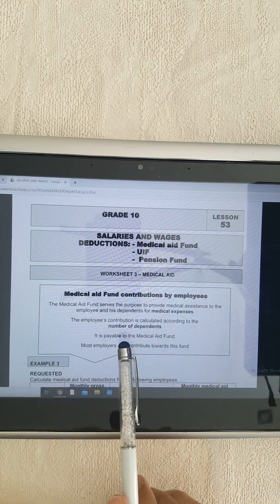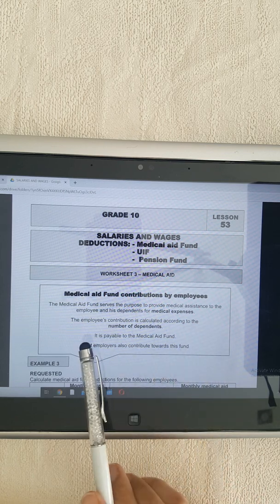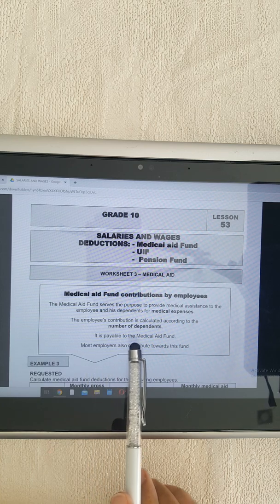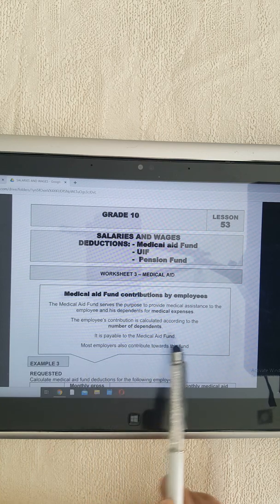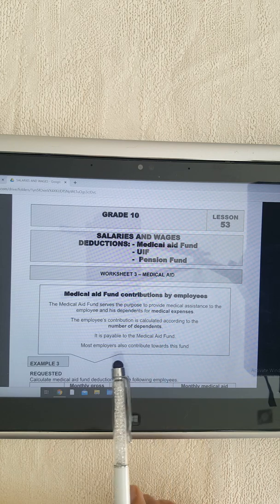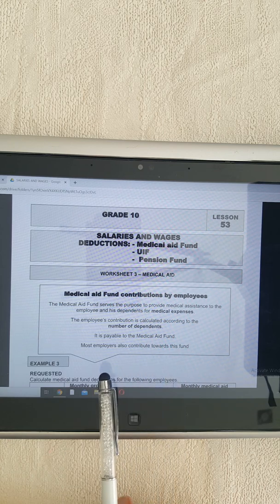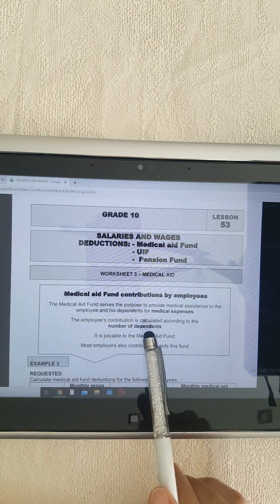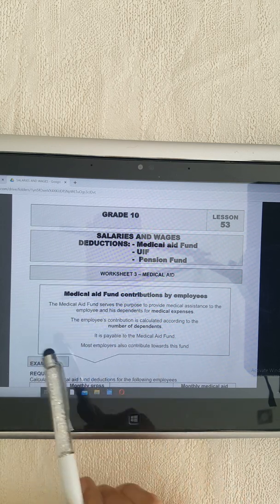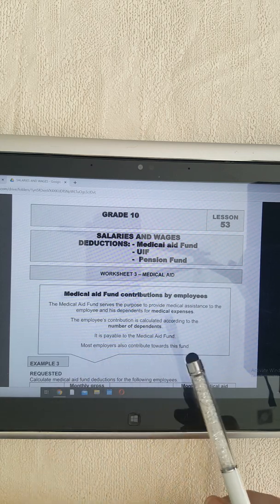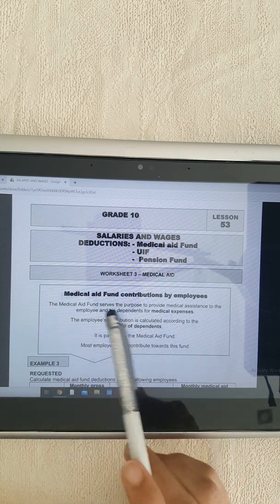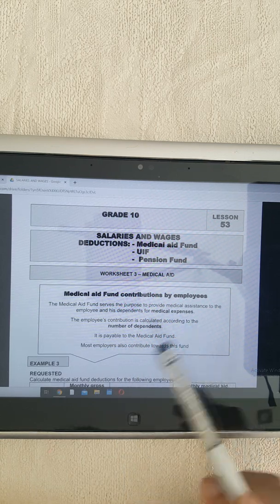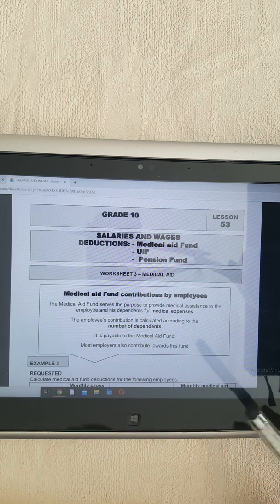The medical aid fund serves the purpose to provide medical assistance to the employee and his dependents for medical expenses. The employee contributions is calculated according to the number of dependents and it's payable to the medical aid fund, and most employers also contribute towards this fund. So what happens is when you are employed by an employer, you have a medical aid fund, so you're contributing an amount, a percentage of your salary towards having a medical aid fund. So if you do happen to go to hospital, then medical aid covers your expenses.